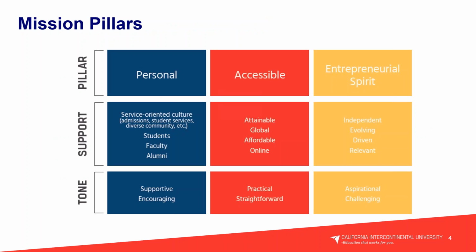And these are our CIU mission pillars. We are personal, accessible, and have entrepreneurial spirit. Our support is a service-oriented culture among students, faculty, and alumni. Our accessible support is attainable, global, affordable, and online. Our entrepreneurial spirit support is independent, evolving, driven, and relevant. Our personal tone is supportive and encouraging. Our accessible tone is practical and straightforward. And our entrepreneurial spirit tone is aspirational and challenging.